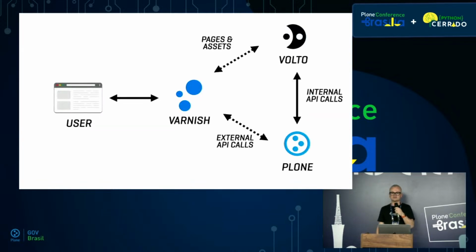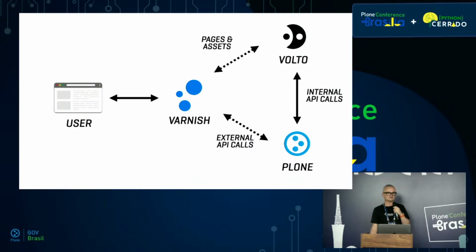Freedom of architecture goes into the realm of what I discussed yesterday. As I was discovering and learning about Plone, I was also learning about how to deploy it. And I've discovered Volto. I discovered the Plone backend. So you can choose to send all the page assets and then the pages themselves to Volto through Varnish, and all the external API calls to Plone.